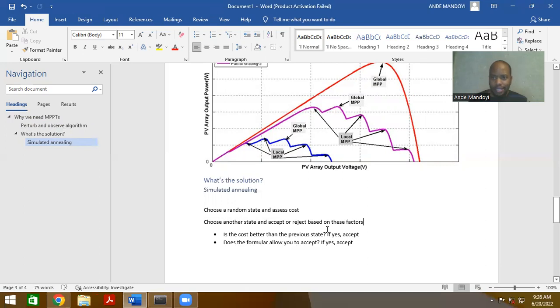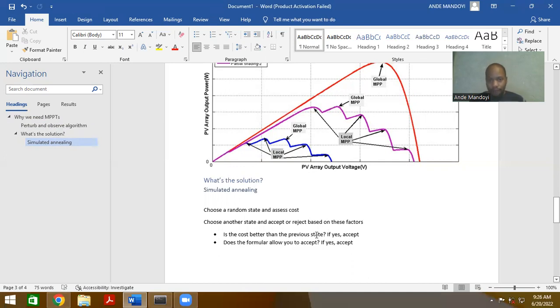If it's a minimization problem, that is, we're attempting to minimize the cost, we want to check whether the cost of this, let's call this k plus 1, the one that we've recently chosen, and the one we chose before is k. We want to check whether k plus 1's cost is less than k's cost. If k plus 1's cost is less than k's cost, then we accept k plus 1 as our new solution.